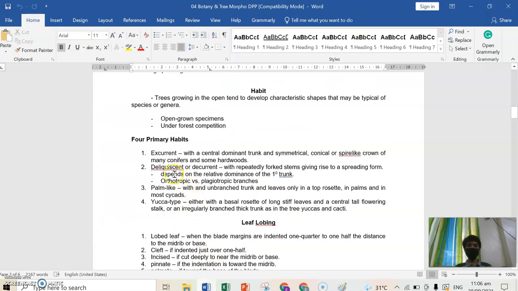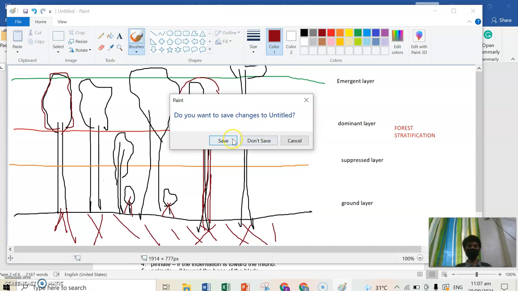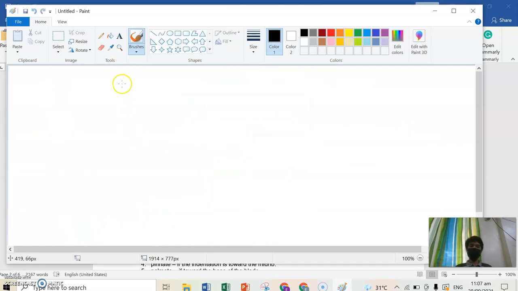And then we have what we call deliquescent or decurrent. When you say decurrent, it has repeatedly forked stems giving rise to a spreading form, depending on the relative dominance of the trunk, orthotropic versus plagiotropic. What decurrent means is repeatedly forked stems. When I talk about forking, you have seen a branch, and after that the branch branches again; that is called a fork. It is the part where your branch branches further.